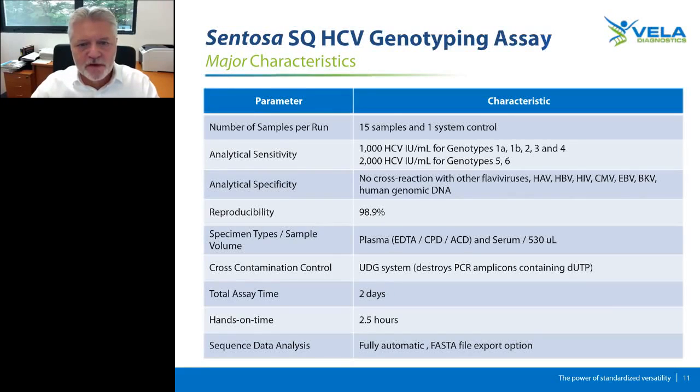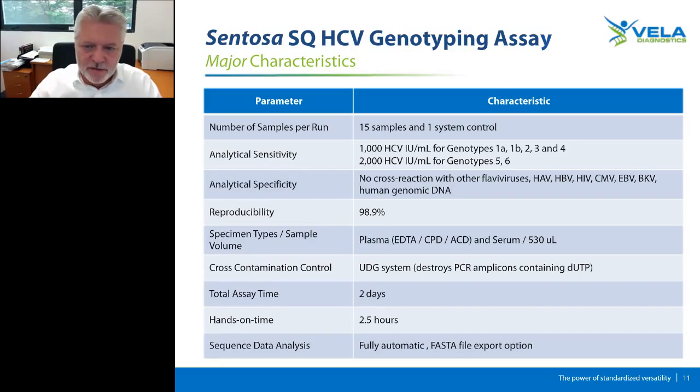This is a summary of the genotyping assay we developed on NGS. The major characteristics are shown here. Fifteen samples can be used in one run. We have one system control, as I explained. The analytical sensitivity for genotypes 1 to 4 is 1,000 international units per milliliter. For genotypes 5 and 6 it is 2,000, simply because we didn't have enough samples to validate, especially genotype 5, which is a very rare genotype, mainly present in Africa. So we're still working on it, and that may also change down to 1,000 international units at a later stage.